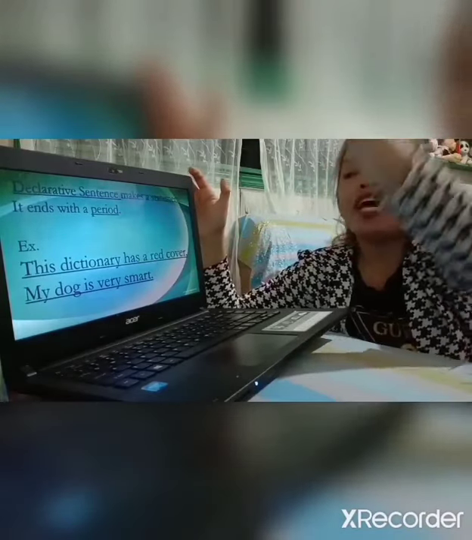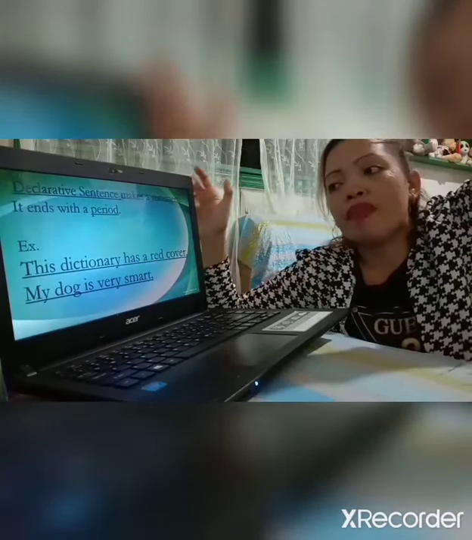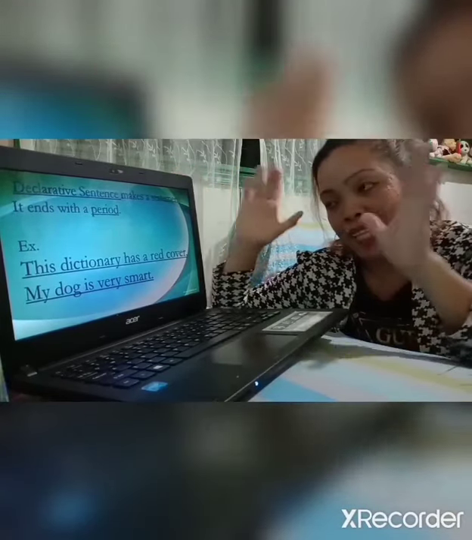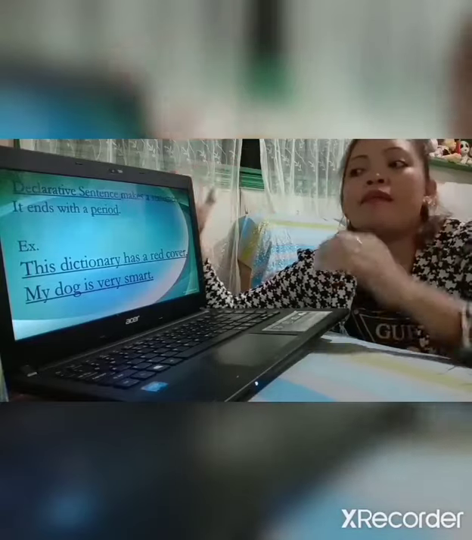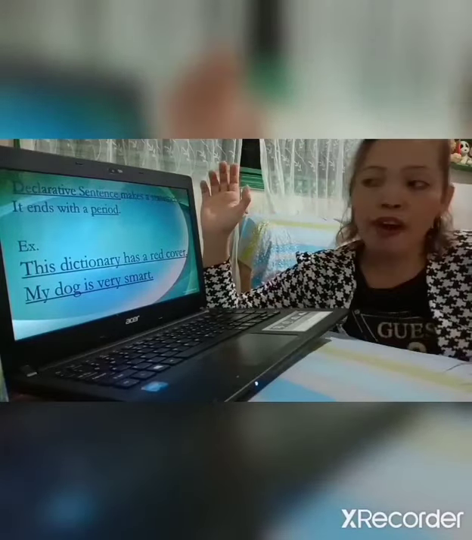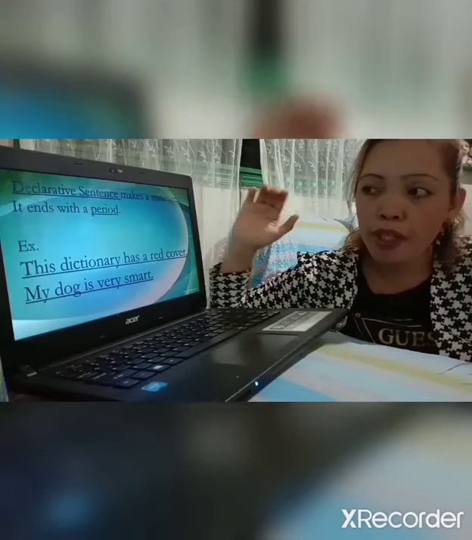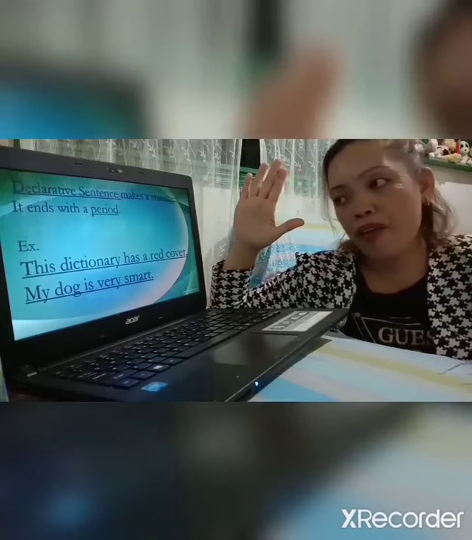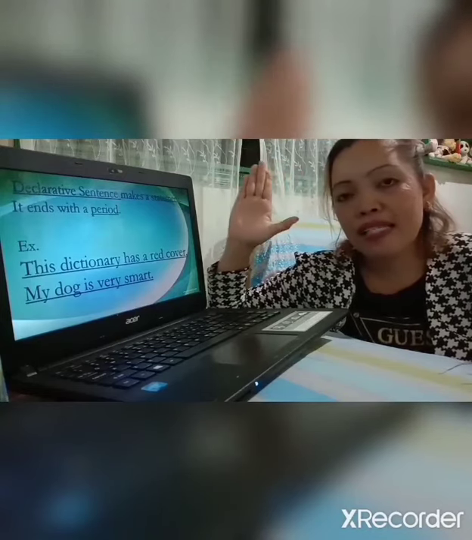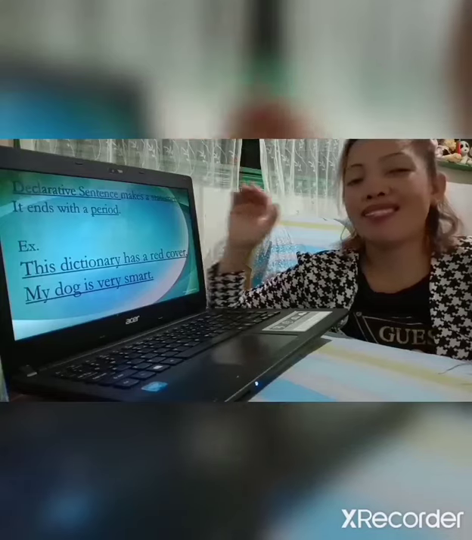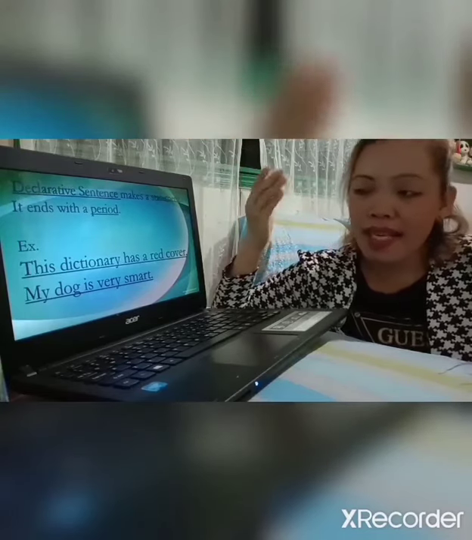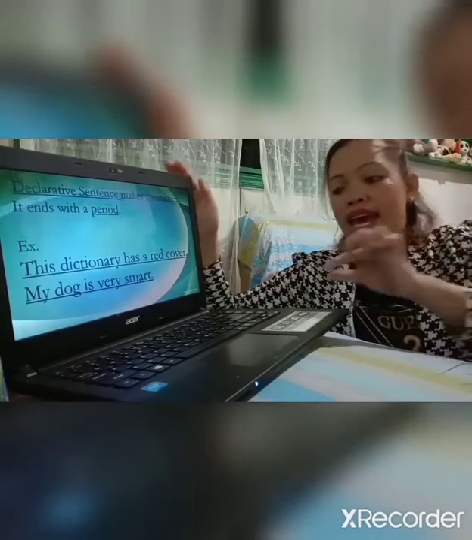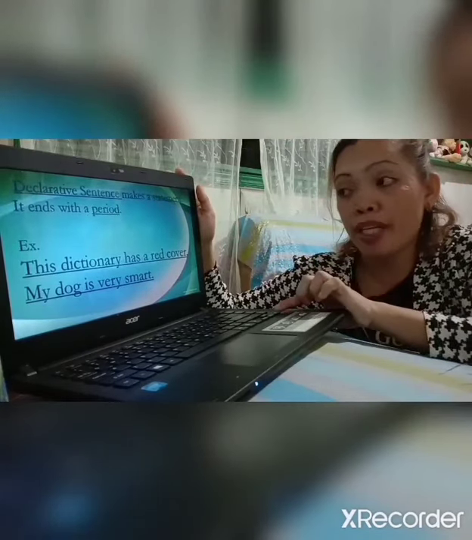So, example: This dictionary has a red cover. It is simply stating. It is written by capitalizing the very first letter of our group of words, then ending with a period. Next, another example: My dog is very smart. It's just simply stating, capitalizing the first letter of the group of words, then a period at the end. That's the punctuation mark used.